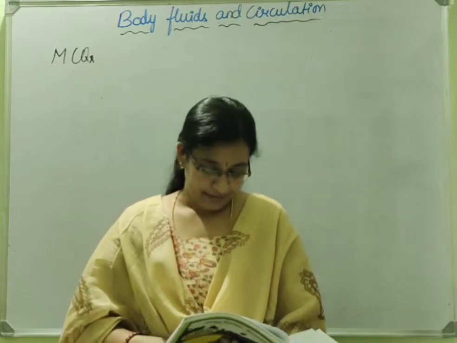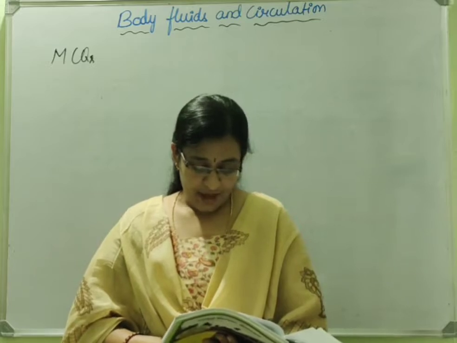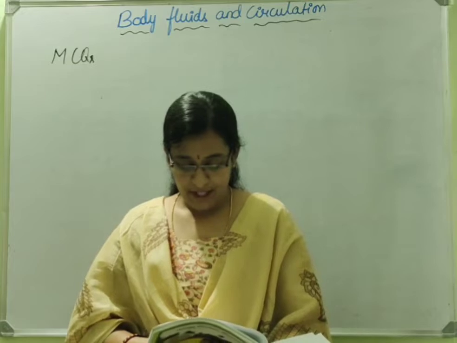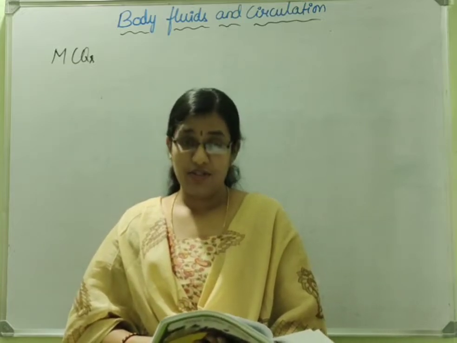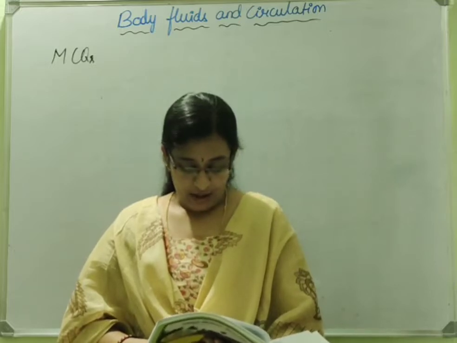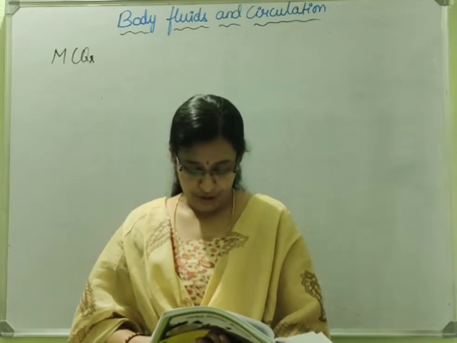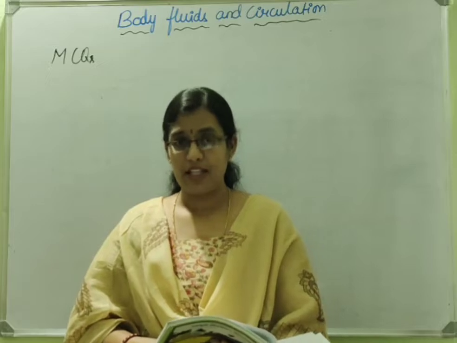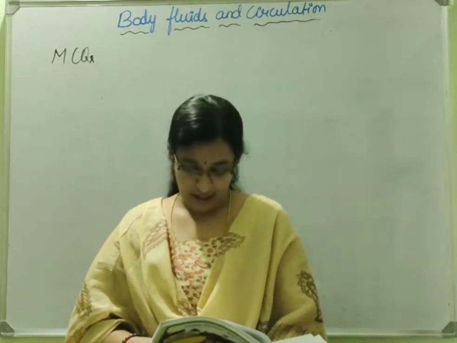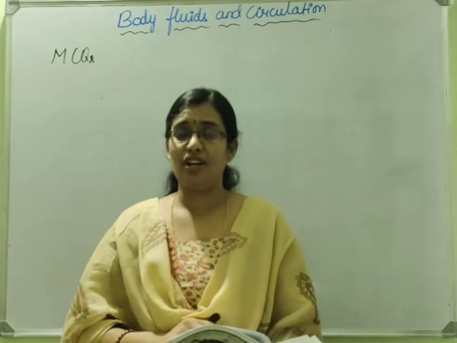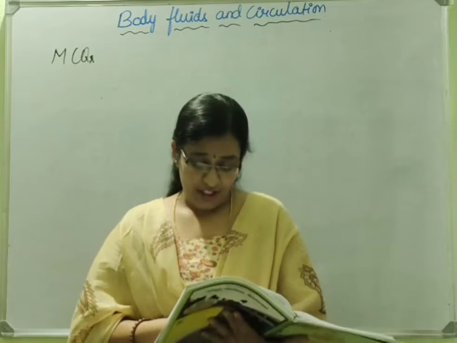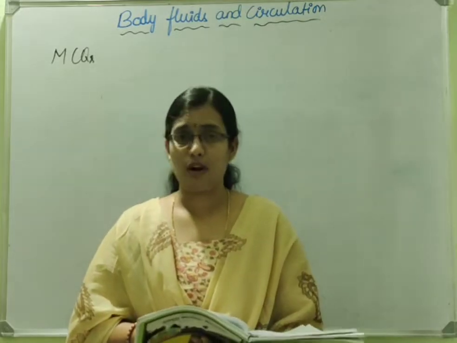A dark reddish brown scum found at the site of a cut or an injury over a period of time is called: option A, scar; B, clot; C, coagulum; D, both 2 and 3, that means both B and C. So what do we call that brown colored scum which is formed at the site of a cut or injury after a few days? That is called a clot and coagulum.